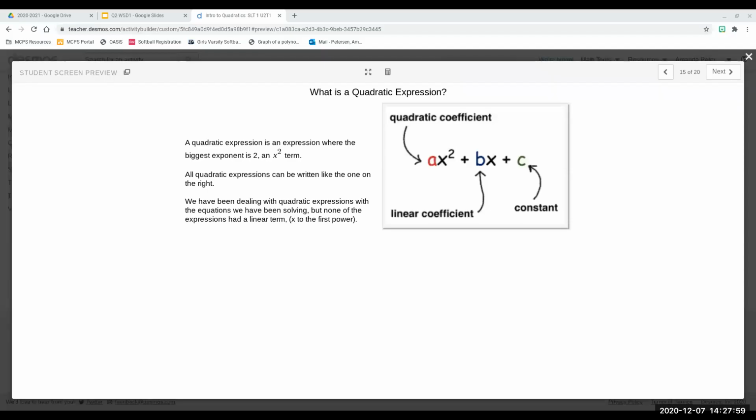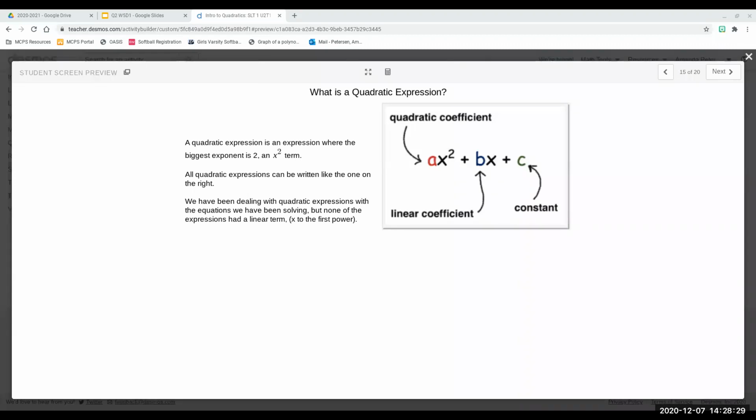This is a brief introduction on what quadratic expressions are. A quadratic expression is an expression where the biggest exponent is 2, an x squared term. All quadratic expressions can be written like the one on the right, a times x squared plus b times x plus c, where a is the quadratic coefficient, which is why it's with the x squared, b is a linear coefficient, which is why it's with the x, and c is the constant, so it's by itself.